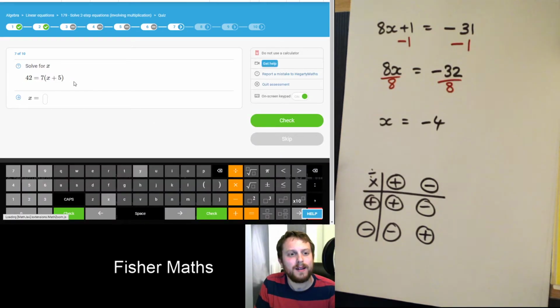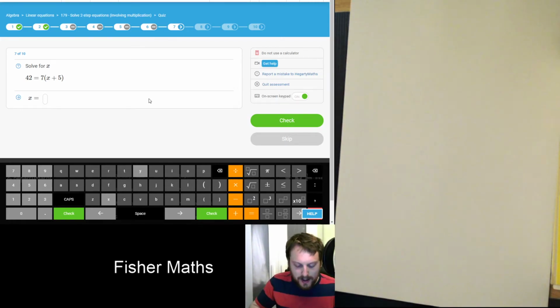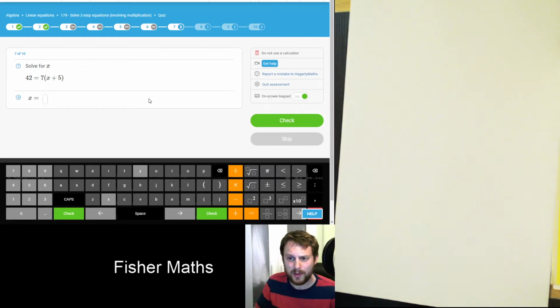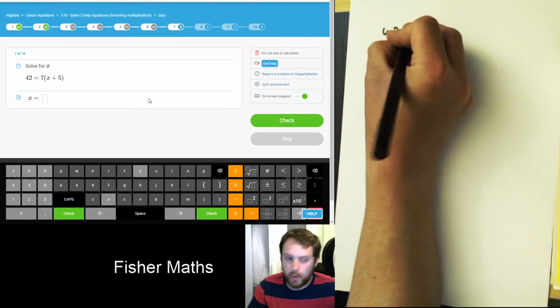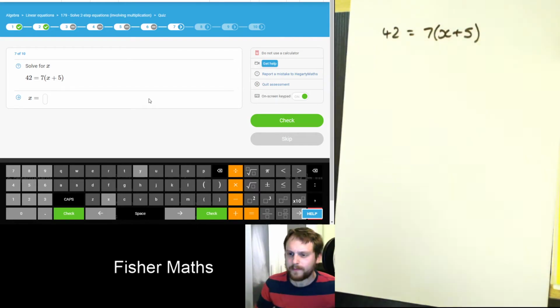Right. This one didn't have any negatives in it. And it's not that I'm specifically trying to avoid a difficult question with a negative or anything like that. It's just when I go through the first example, I want it with positives, and then we can talk about one with negatives in. Okay? So 42 equals 7 lots of x plus 5.